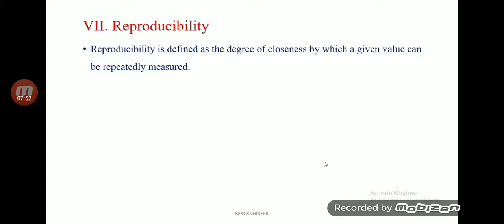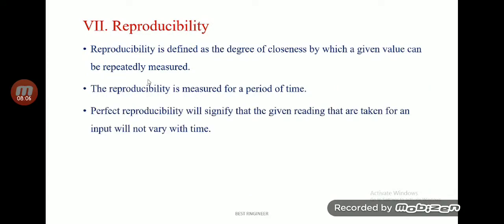Reproducibility. Reproducibility is defined as the degree of closeness by which a given value can be repeatedly measured. The reproducibility is measured over a period of time. Perfect reproducibility will signify that the reading taken for an input will not vary with time.